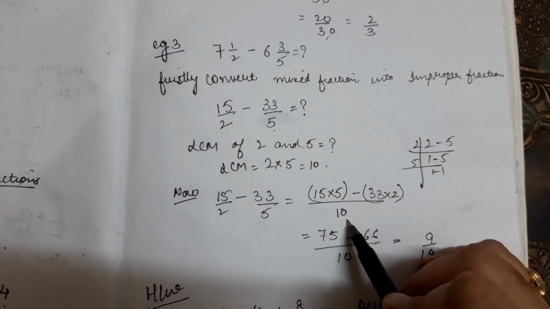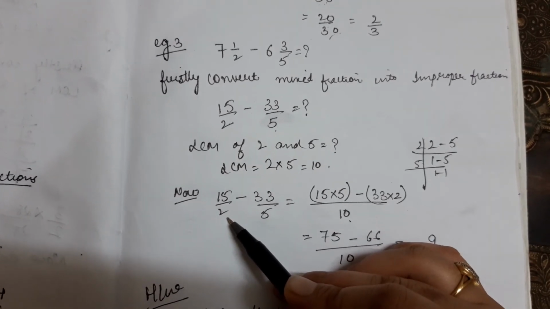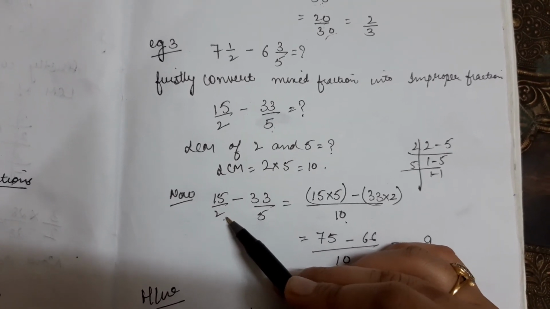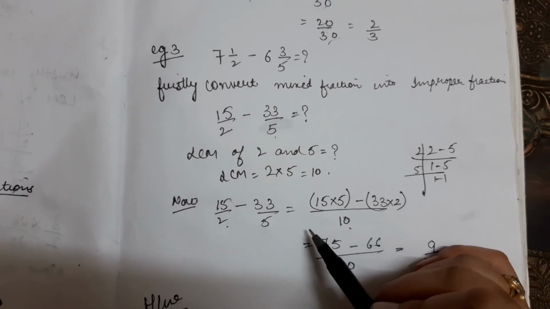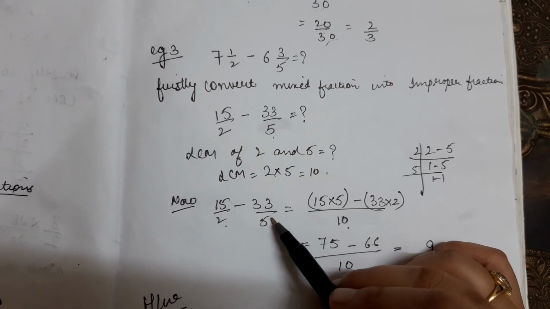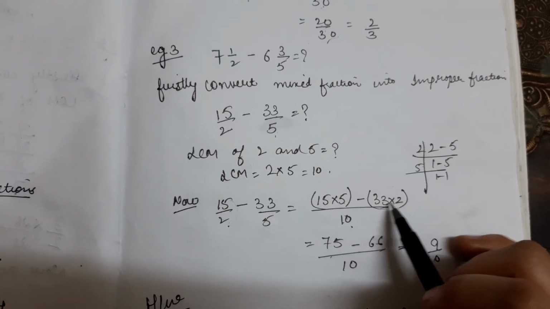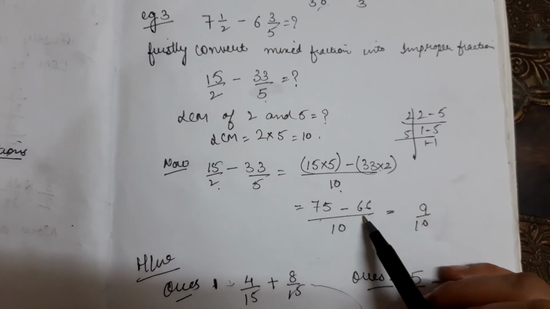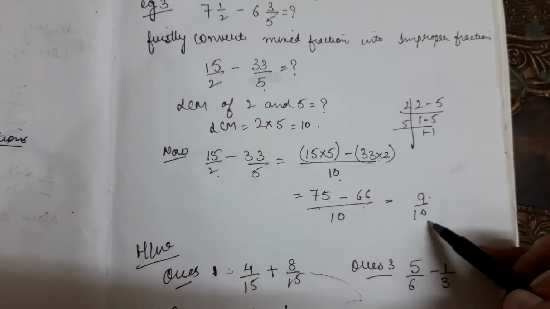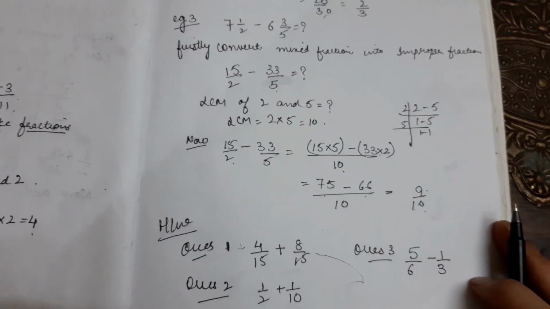So again this 10 will be divided by the denominator 2. The quotient will be 5. 5 will be multiplied with 15. So 15 into 5, minus 10 divided by 5 is 2. 2 into 33. So 15 into 5 is 75. 33 into 2 is 66. Divided by 10. 75 minus 66 is 9 divided by 10. This is the answer of this subtraction of unlike fractions.